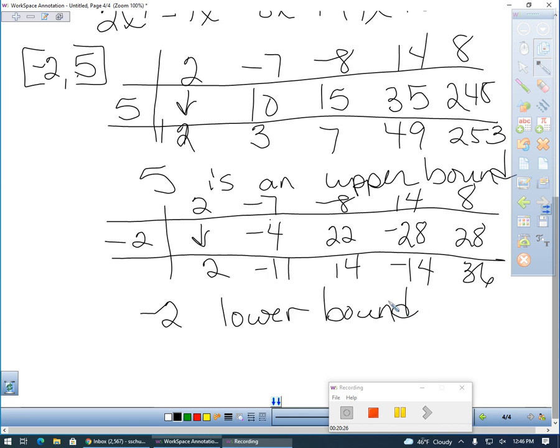Okay? So, in problems 37 through 43, they just want to know if they're upper or lower bounds. They give you the K value to put on the outside. They tell you what to divide synthetically. You just look at it. If they're all positive, you say upper. If they alternate, you say lower. If it doesn't do either, you say no. Okay? So, let's change that from 55 to 43. All right?